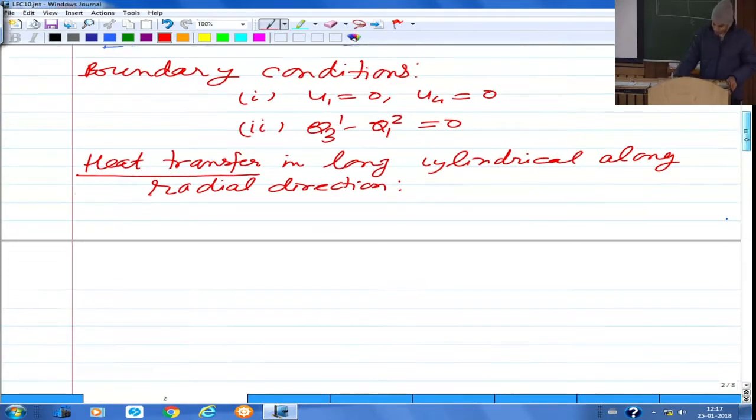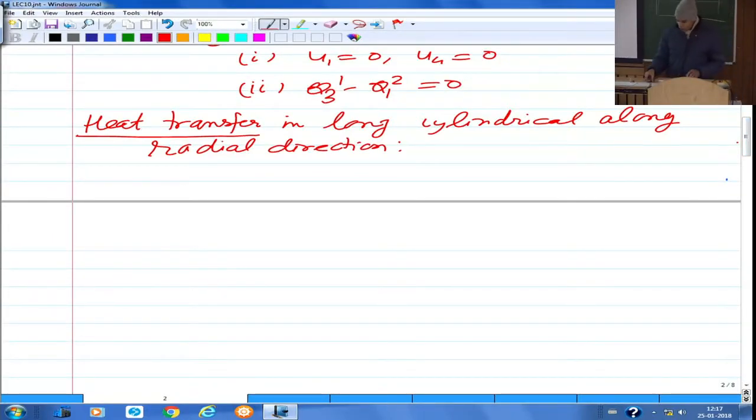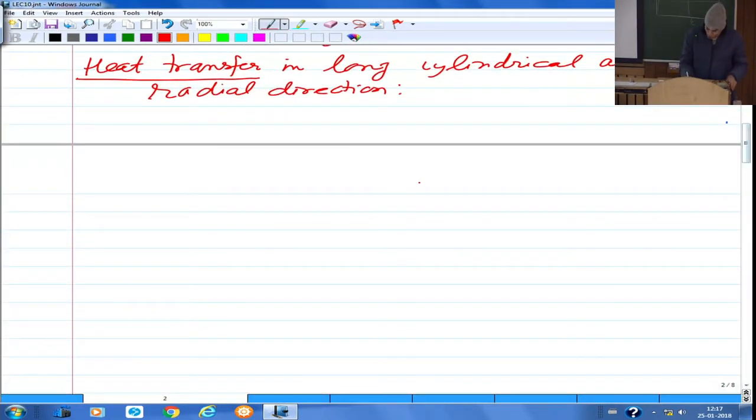So what it actually means is that you have a hollow pipe, and it's very long. So we are assuming that there is no temperature gradient along the longitudinal direction. There is only temperature gradient along the radial direction. So there would be heat flow only along the radial direction. So then it is enough just to model the cross section of the pipe, and we can solve the problem.